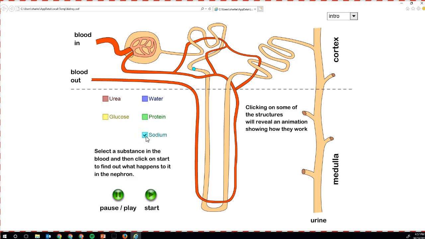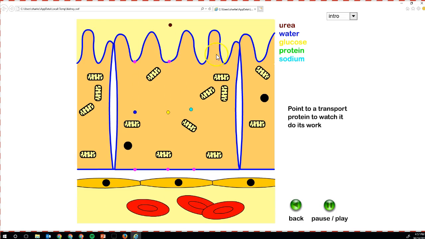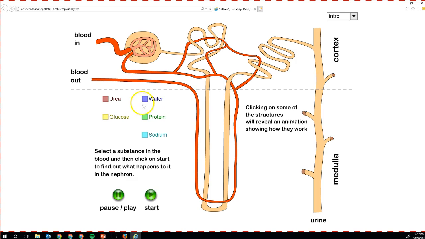All right, moving on to sodium. Sodium is filtered out, and depending on the levels of sodium in the body, can either be reabsorbed or it can be moved as a waste product in the collecting duct. Again, depending on what the body needs it for.